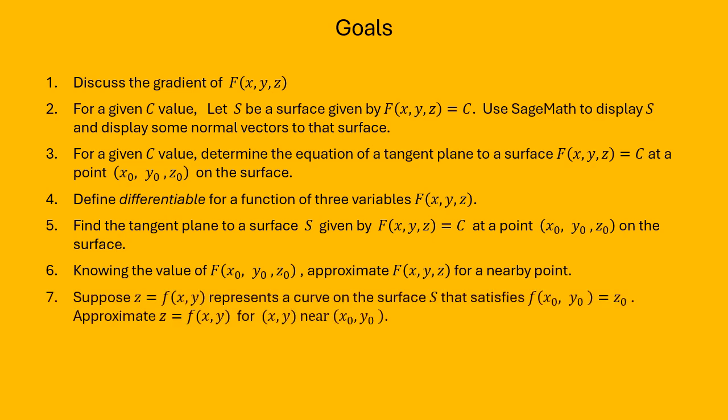Also, let's suppose for a 2-variable function, suppose z equals little f of x, y represents a surface, represents a curve on the surface S, and it satisfies f of x0, y0 equals z0. Let's approximate the value of z, which is going to be f of the values x and y, for values of x and y near x0, y0. And that is basically the sort of thing that we're going to do in this video.